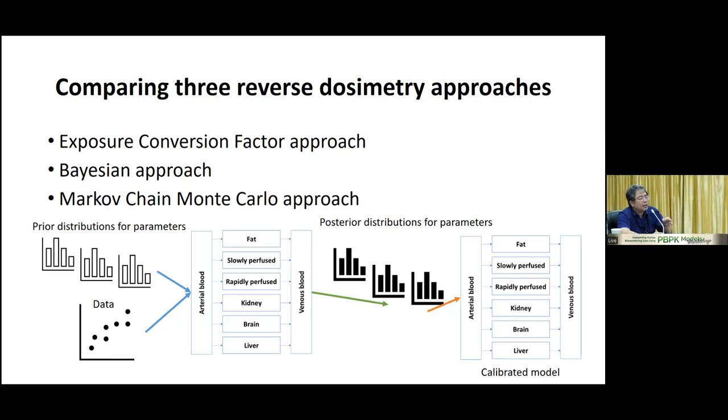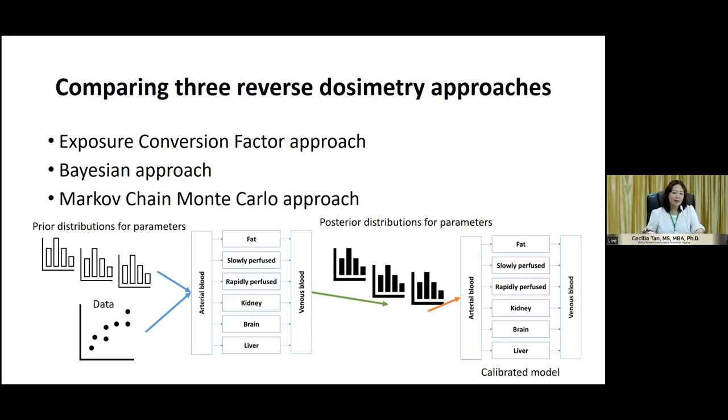I introduced a little bit that there are two or three possible ways to do reverse dosimetry. Most of them are incorporated into the software we use currently, so luckily we can perform it, not too difficult these days. So three methods, and then we're just comparing which one is better. Out of the three, the first one is very simple. The second one is related to statistics. And the third one is more hard, more challenging.